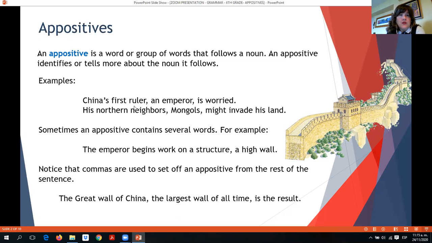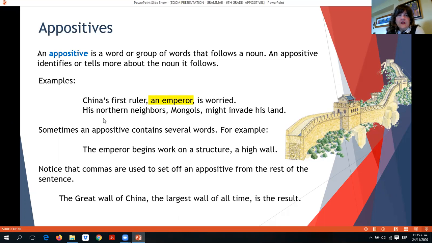China's first ruler, an emperor, is worried. So here the main noun is ruler. And the words an emperor clarify or give more information about him. Okay, so an emperor is the appositive.